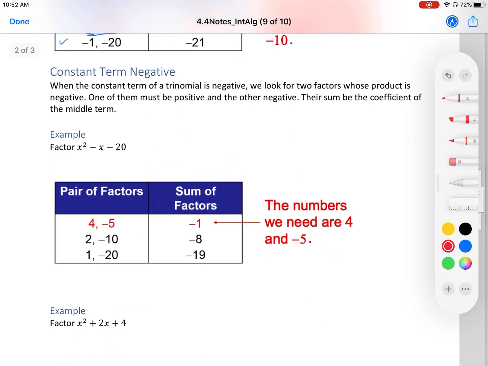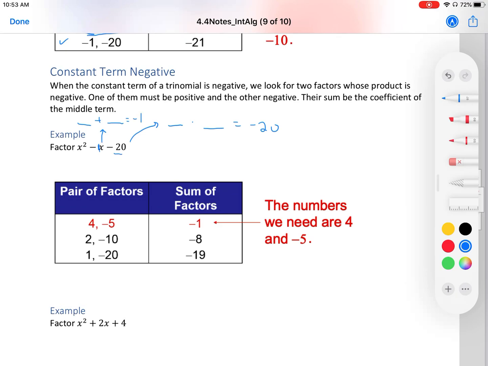When the constant term of a trinomial is negative, we look for two factors whose product is negative. One of them must be positive and the other is negative. The sum of the coefficients is the middle term. So same idea. I want to think of factors that when I multiply them, give me negative 20, but in such a way that when I add them, it gives me a middle term. In this case, it's negative 1.